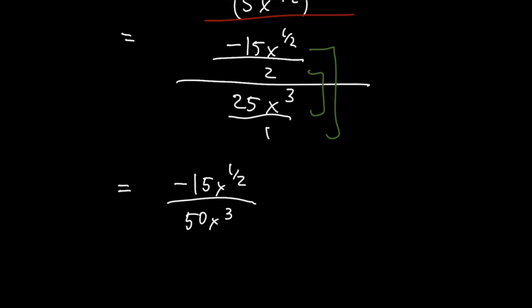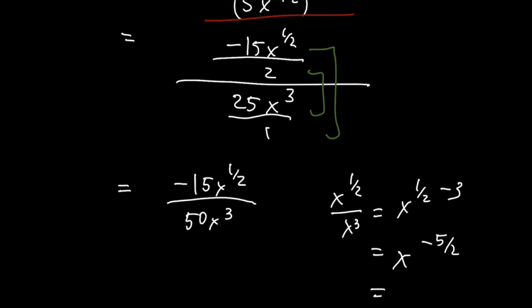Then we can simplify x raised to 1/2 all over x cubed again here. So 1/2 minus 3, that is negative 5/2, or 1 all over x raised to 5/2. And we can also simplify negative 15 over 50 here. That would be equal to negative 3 all over 10, then x raised to 5/2.